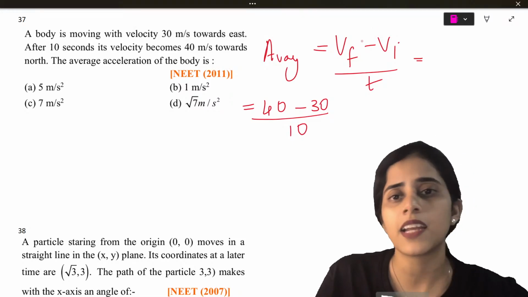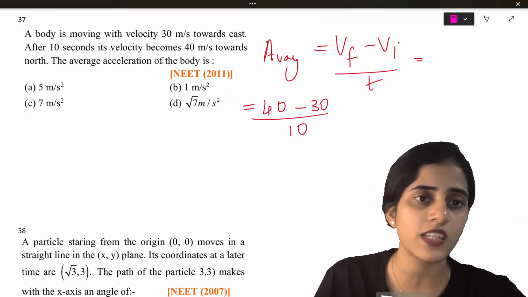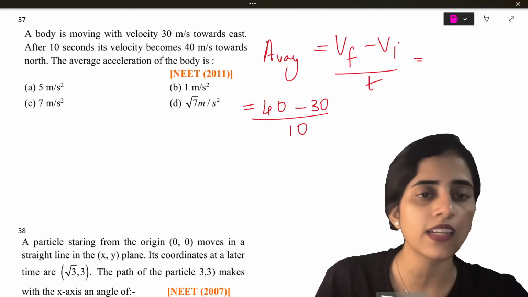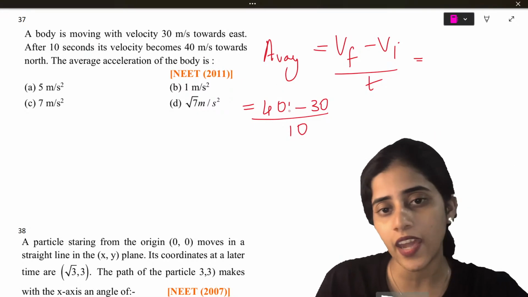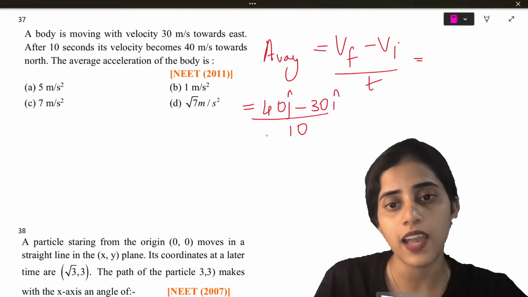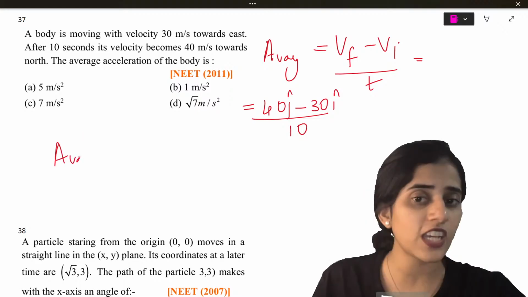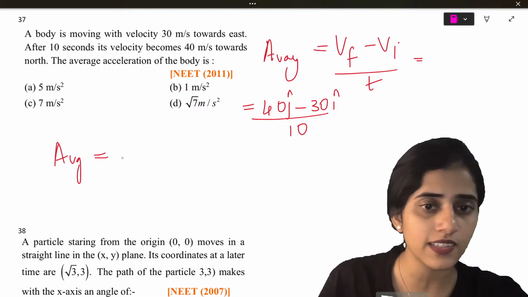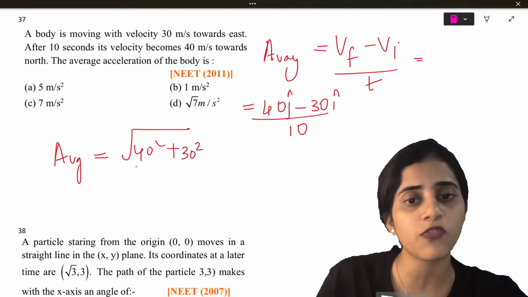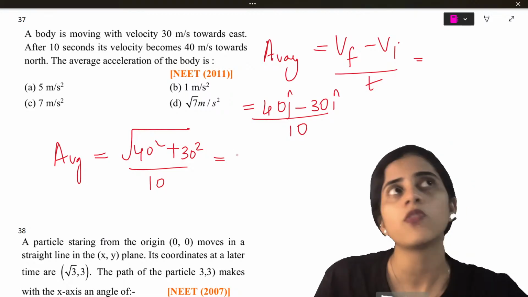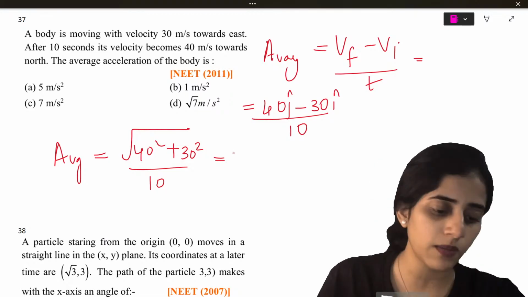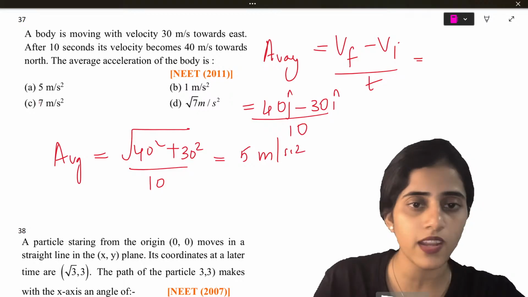10 seconds. Now I'll just add directions as well because it's velocity. So it's moving in the east and towards the north, so it will be j cap and i cap. So 40 j cap minus 30 i cap by 10. So it's 40 square plus 30 square, root, by 10. If you do the math, you will get 5 meter per second square.